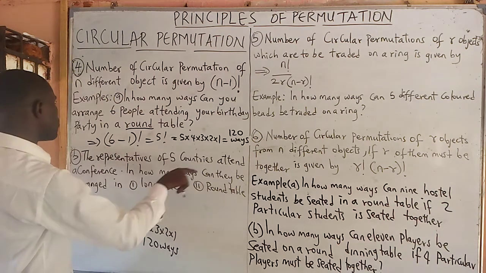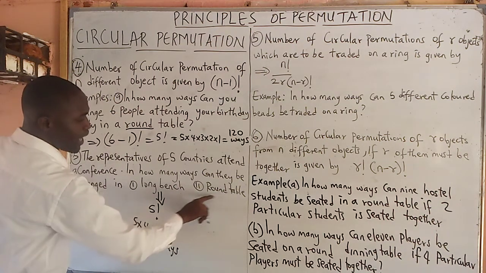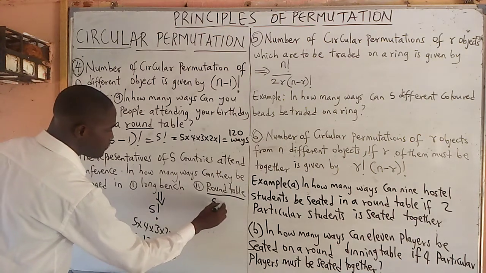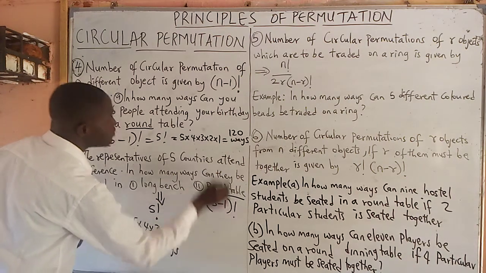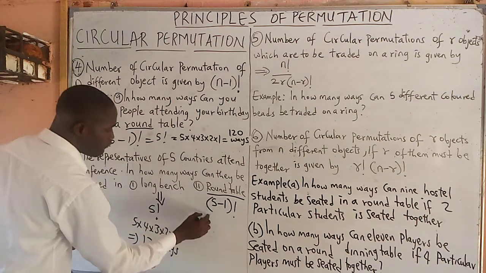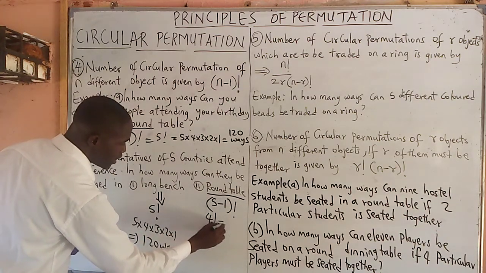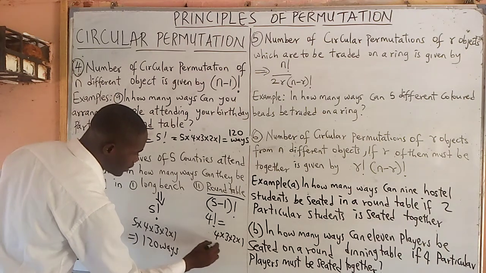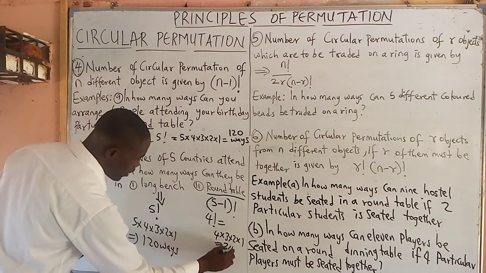But in how many ways can they be arranged at a round table? Round table means circular permutation. You just say 5 minus 1 factorial, because this is the principle. 4 factorial means 4 times 3 times 2 times 1. That means 24 ways.